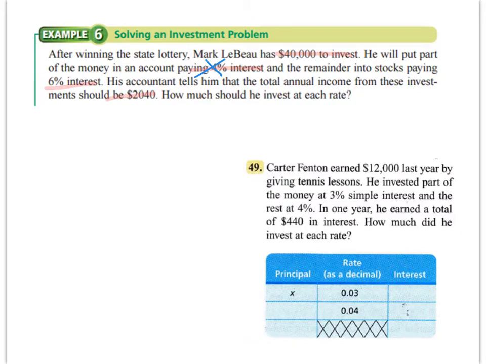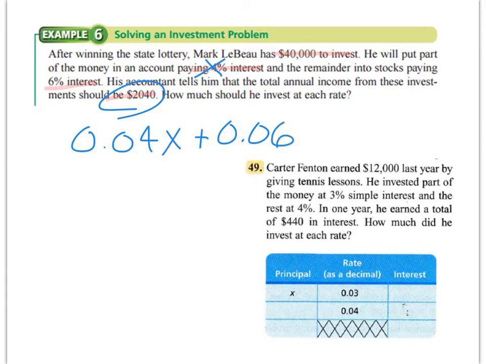And again, we know that the income will be $2,040. So however much he invests at 4%, you multiply that amount by 4% to figure out the amount of income for 1 year. Again, it's an application of that simple interest formula, principal times rate times time. But here we're looking at a time of 1 year, so the 1 year doesn't really show up in the formula. Now we also want to add to that the amount of money earned from the money invested at the 6% interest rate.